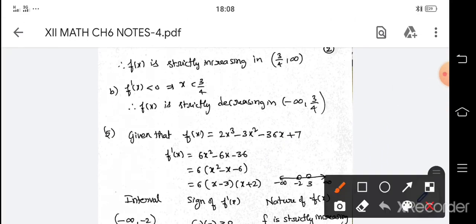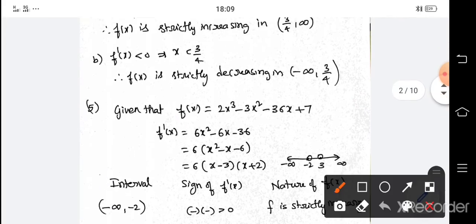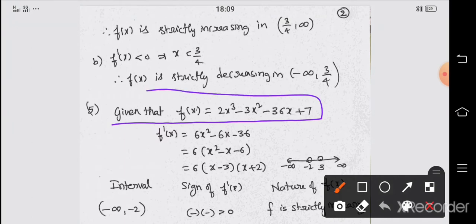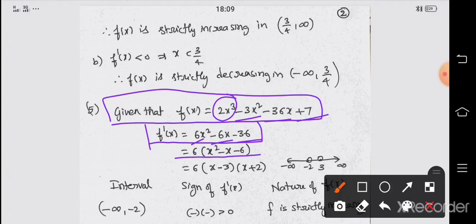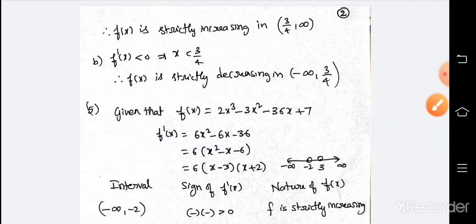Given that, what is the next question? Find the intervals in which the function given by f of x equal to 2x cube minus 3x square minus 36x plus 7 is strictly increasing, strictly decreasing. As usual, find out the derivative of that. 2x cube derivative is 6x square, minus 3x square is minus 6x, minus 36x is minus 36. 7 derivative is 0, no need to write. So take 6 common, then factorize the quadratic polynomial. So x minus 3 into x plus 2 will come.